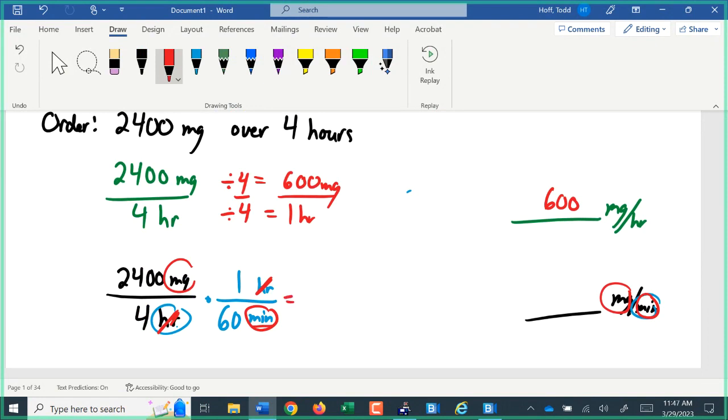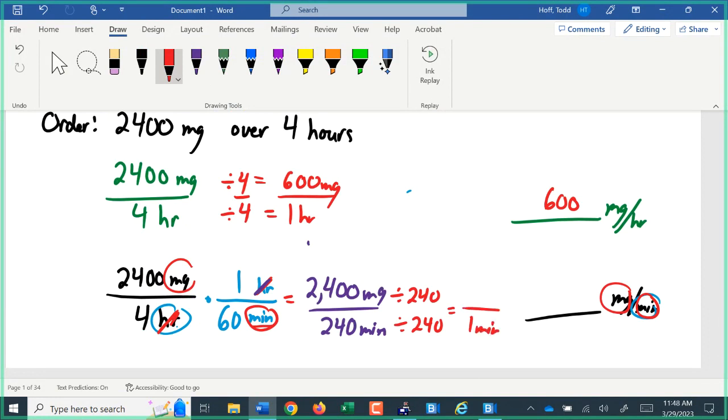So it's a matter of just multiplying this out and then calculating the unit rate. So on top, 2,400 milligrams times 1 hour. 2,400 milligrams times 1, the hours cancel out. This is 2,400 milligrams. On bottom, 4 times 60 minutes is 240 minutes. And now we divide that out to make the unit rate. So we just divide by 240. And so 240 minutes divided by 240 is just 1 minute. 2,400 divided by 240 is 10 milligrams. That comes out to 10 milligrams per minute.